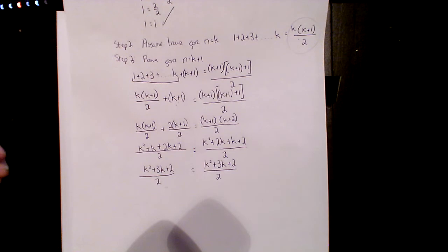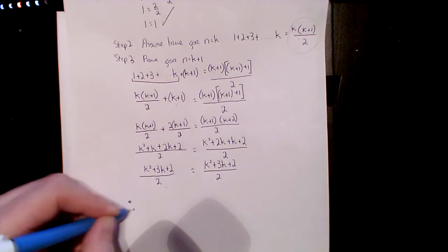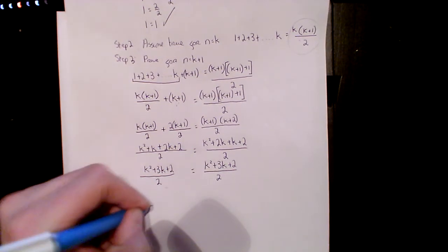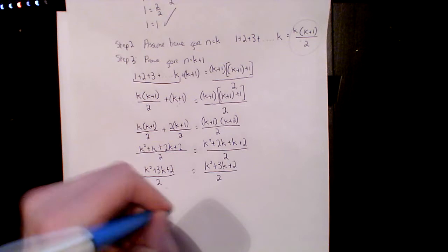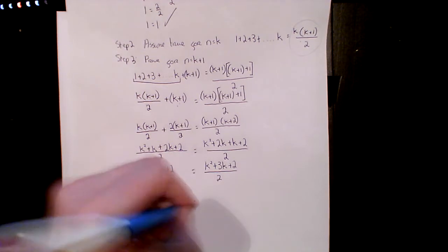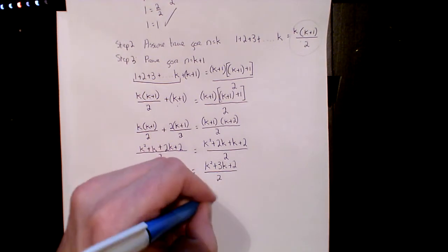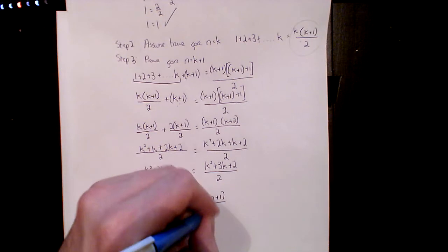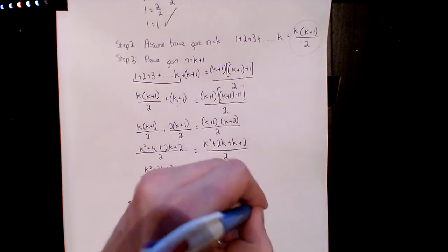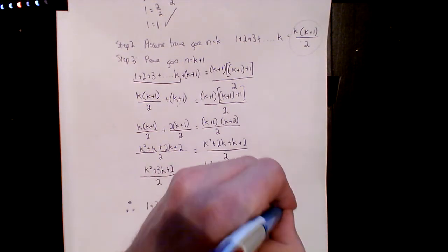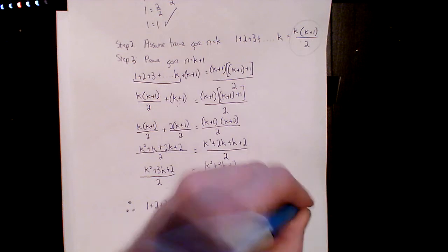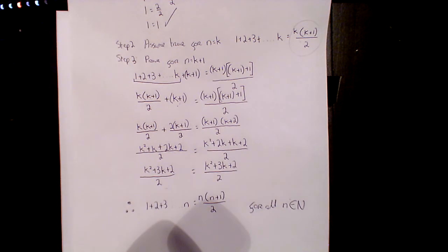Sorry, no. They are equal. So I'll say, therefore, 1 plus 2 plus 3 all the way up to n can be shown as n(n plus 1) over 2 for all n is an element of the natural numbers. Okay, so that's that done.